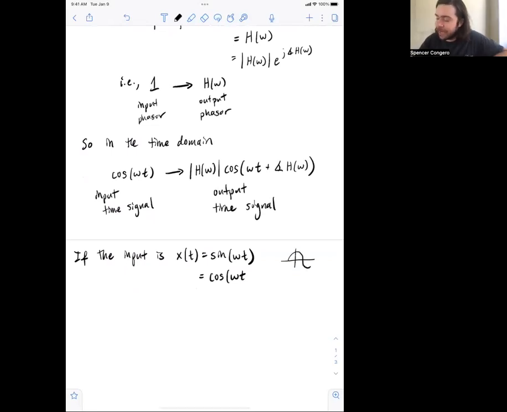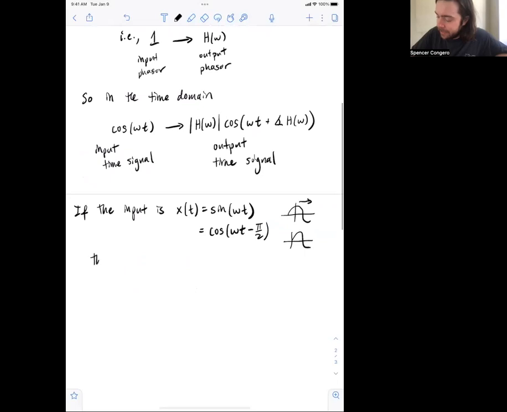So sine of omega t is just cosine of omega t shifted. If I take my cosine, how do I make it a sine? I just have to shift it to the right by pi over 2. That would turn it into a sine. How do I shift things to the right? I subtract pi over 2 from the time argument. Okay, so that's what sine is.